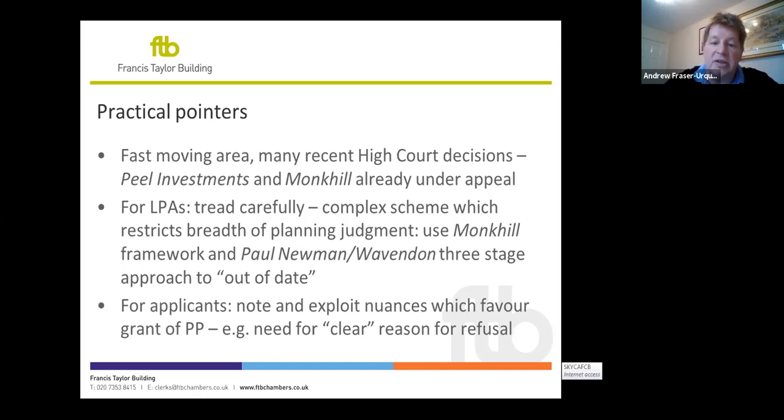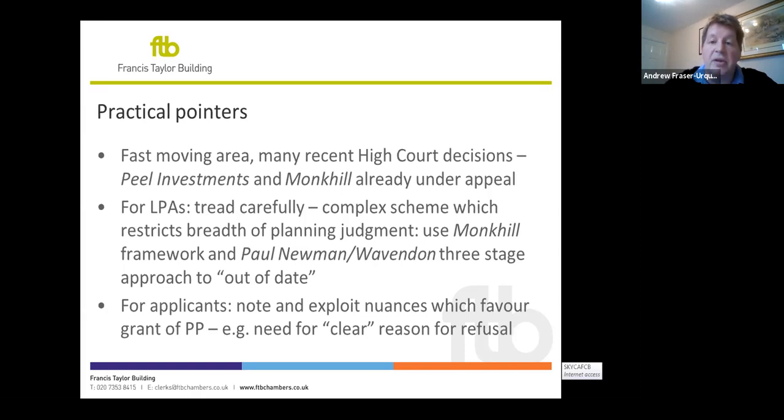But there are changes. The end of the Forest of Dean approach, the need for a clear reason for refusal under Limb 1, that's a help for developers in many ways. One is likely now, given what the Paul Newman case has said, to struggle to establish that there are no relevant development plan policies.